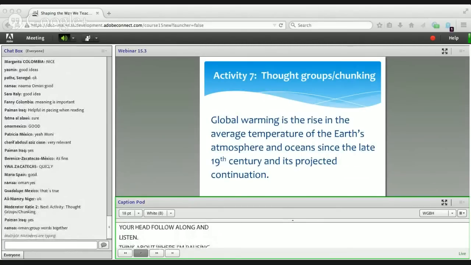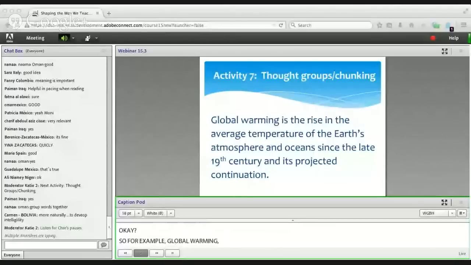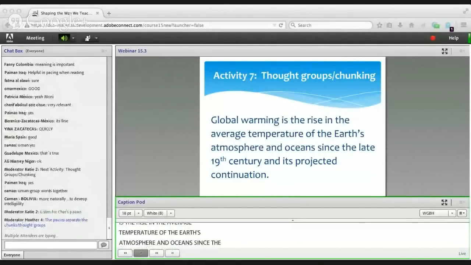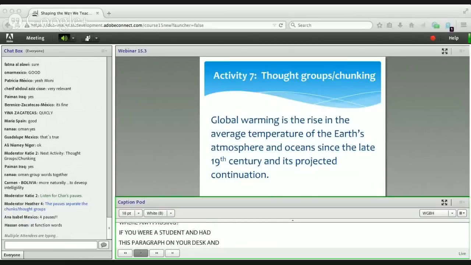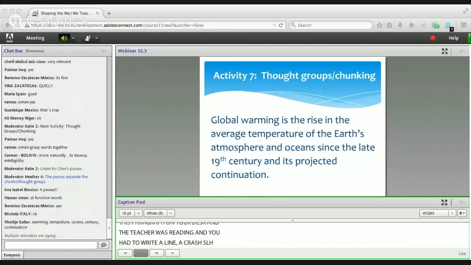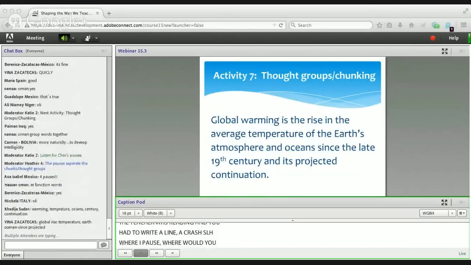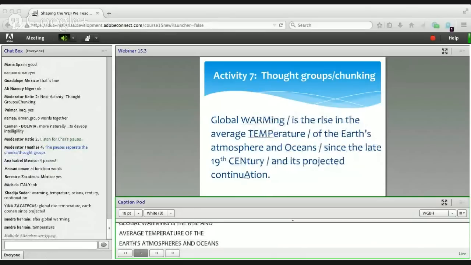So for example, global warming is the rise in the average temperature of the Earth's atmosphere and oceans since the late 19th century and its projected continuation. Okay, listen again. Where am I pausing? If you were a student and you had this paragraph on your desk and the teacher was reading and you had to write a line, a slash, where I pause, where would you pause? Where would you put the line? Global warming is the rise in average temperature of the Earth's atmosphere and oceans since the late 19th century and its projected continuation. Okay, let's check your answers.